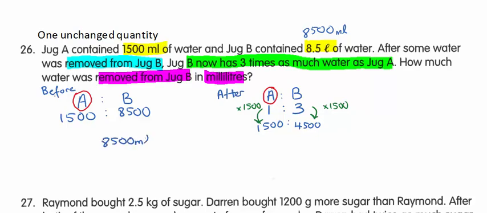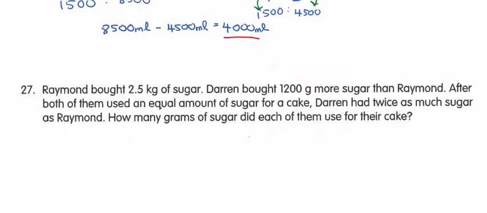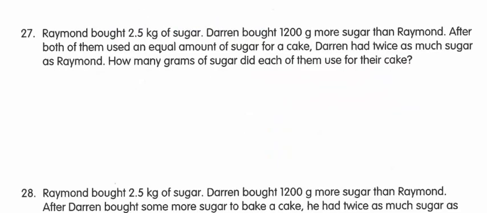8500 ml minus 4500 ml, and that will give me 4000 milliliters. And this will be my answer. Cool, right? Okay, 27. Let's see, what strategy is this?